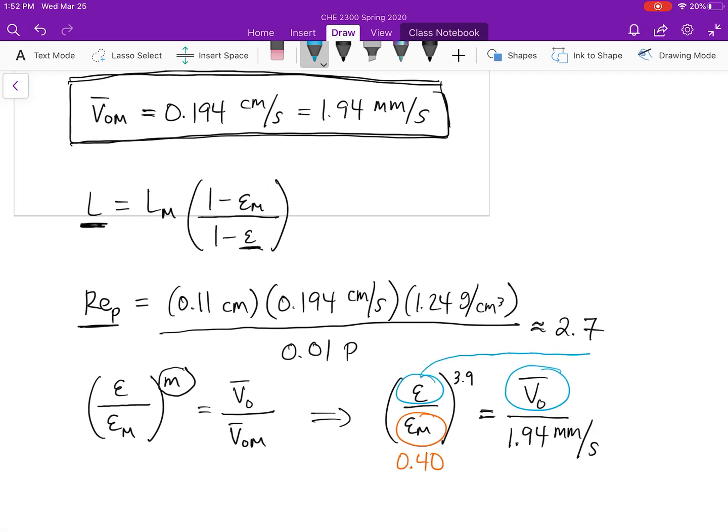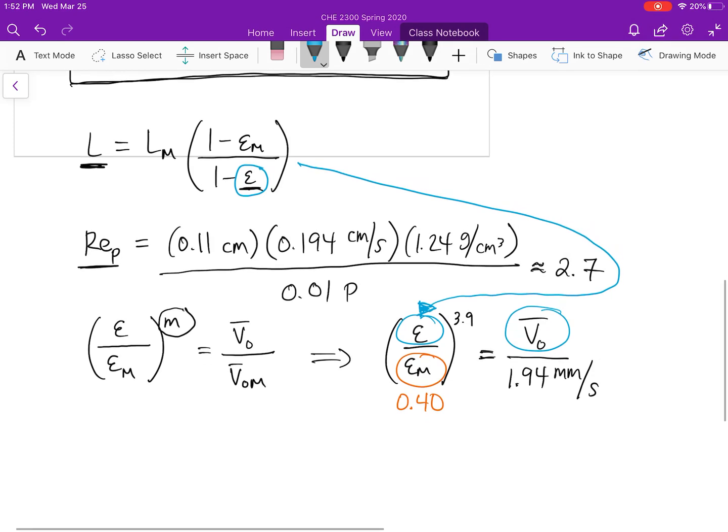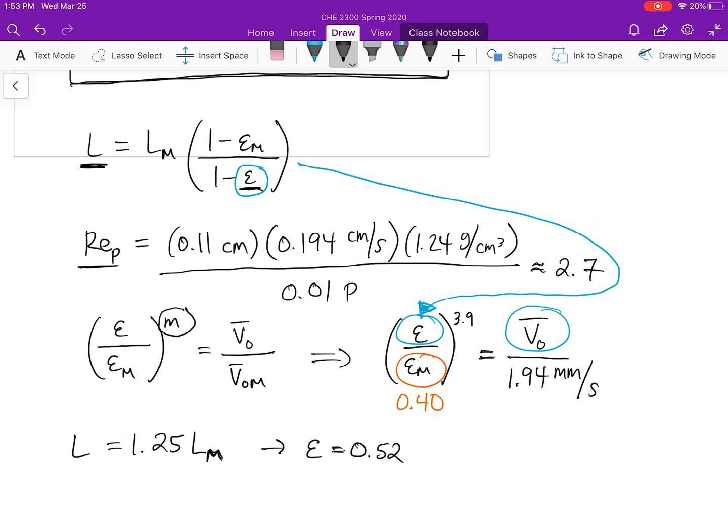However, I can use the above equation to determine what that void fraction is at my 25% bed expansion. The bed is expanded by 25%, so that means that L here is equal to 1.25 times Lm. So I plug that into my equation, do a bit of rearranging, solve for epsilon here, and I get a value of 0.52.